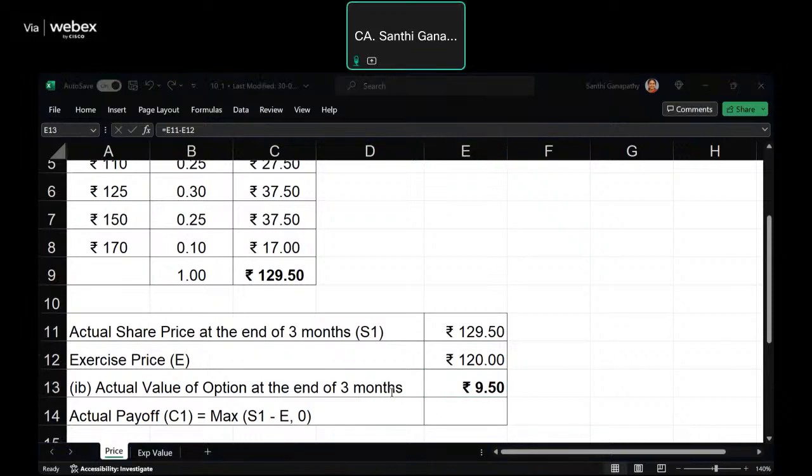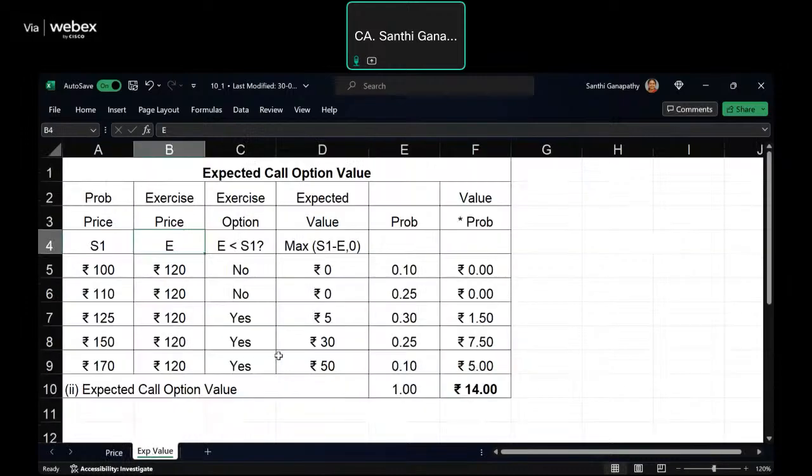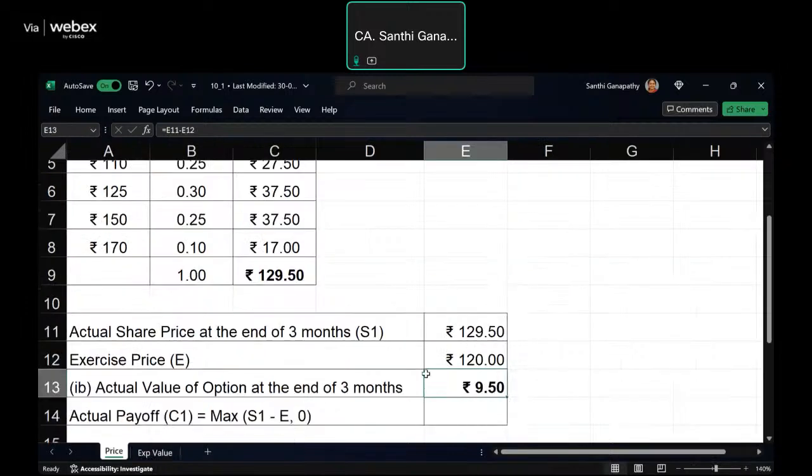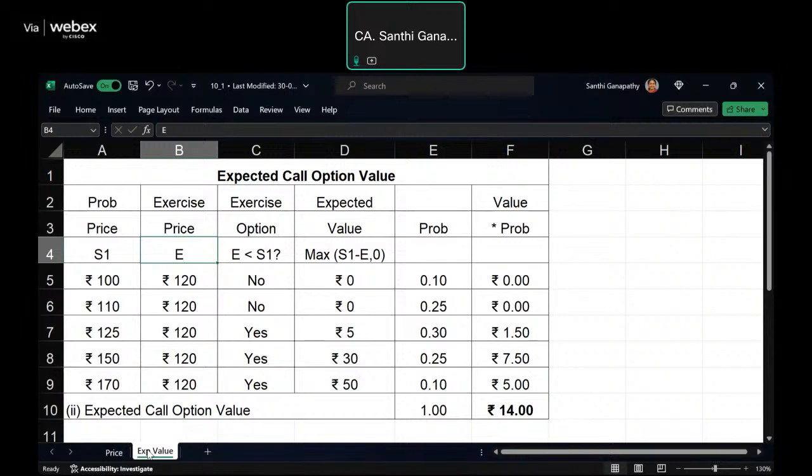The next requirement, determine the expected value of option at maturity, assuming that the call option is held to this time. Why does it differ from the option value determined in the previous question? So now you have to find the expected value of the option. What we have here is the actual value. Expected value of the option means, what is the probable price? What is the exercise price? Will you be exercising the option? Based on that, will you have an expected value? Multiply with the probability, you get 14. You find that this is different from whatever value we got earlier, 9.5. That is because this is the actual value after 3 months, when you know what is the price, whereas this is the expected value when you do not know what the price is.